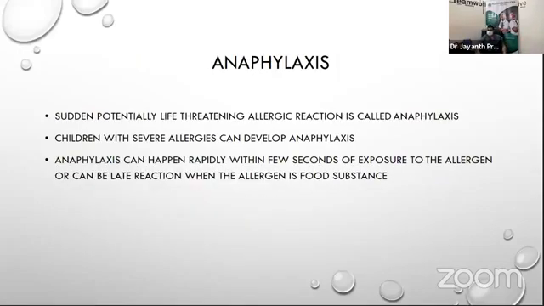So coming to anaphylaxis, this is a very severe form of allergic reaction which can potentially be a life-threatening situation. Children who have recurrent allergies and who get severe allergic reactions can develop this kind of anaphylactic reaction anytime. So how does it happen? Most of the time when there is a contact allergen, anaphylaxis happens very rapidly within a few seconds. There is extensive rash, extensive swelling all over the body. It can affect any place and it can be life threatening. Sometimes where the food substance is an allergen, the reaction can manifest later, around 1 to 2 hours later.